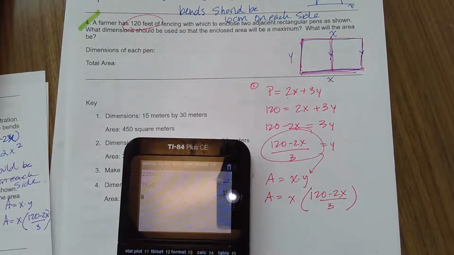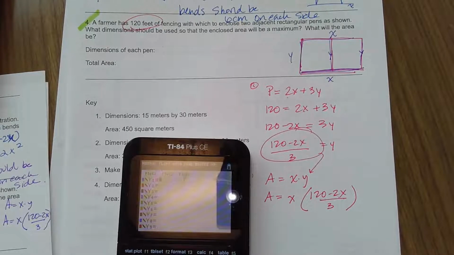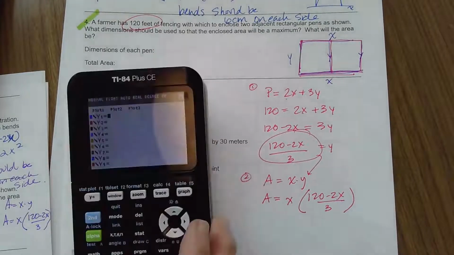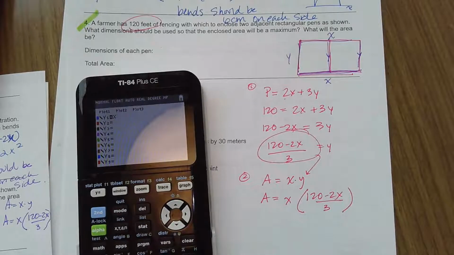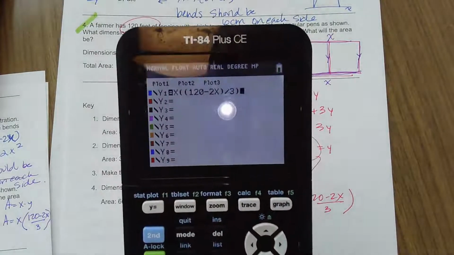Let's go back to your y equals. I'm going to clear this out of here. Let's type this in. So x, remember you're going to open up two sets of parentheses on this one. 120 minus 2x, close one set, divide by 3, close the other set. So it looks like this, if you can see that.